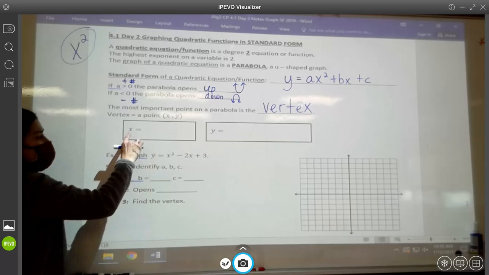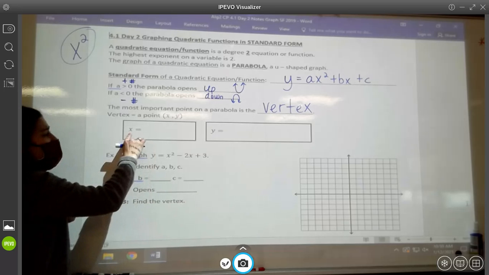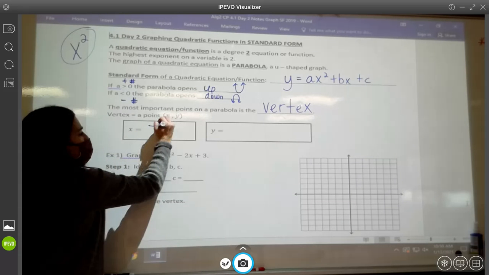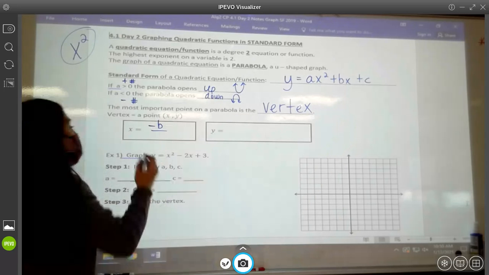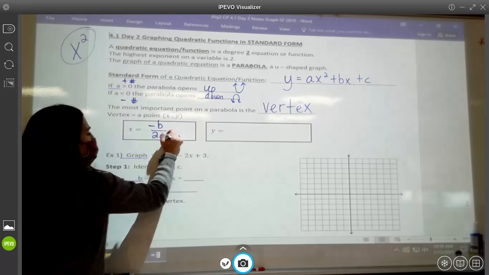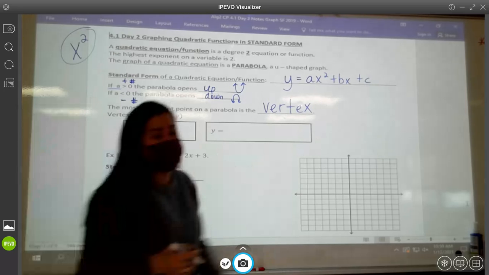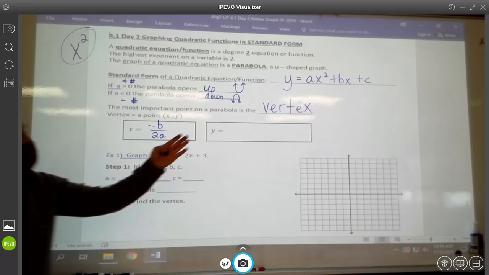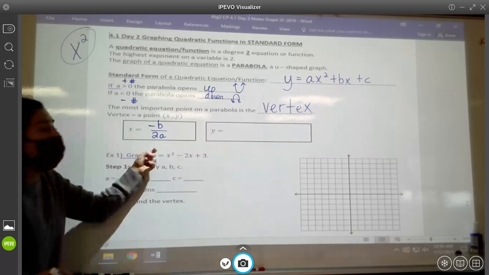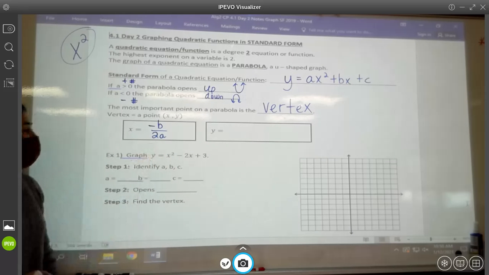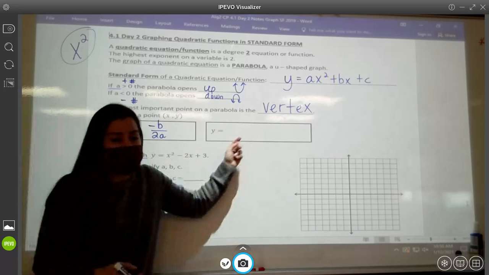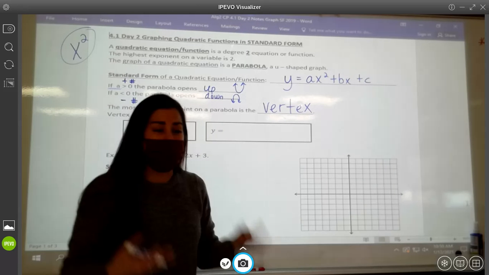And the formula says that the x coordinate of your vertex will always equal the opposite of b, and remember, b is always the number in front of x, divided by 2 times a, and a is always the number in front of x squared. So we're going to use those numbers to help us find our vertex. We don't need c, though. c doesn't help us find the vertex.